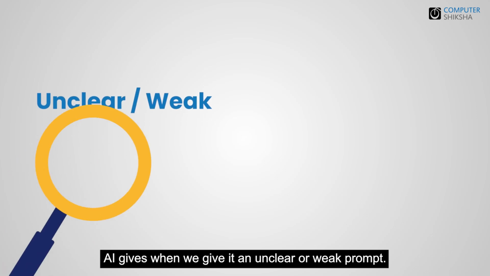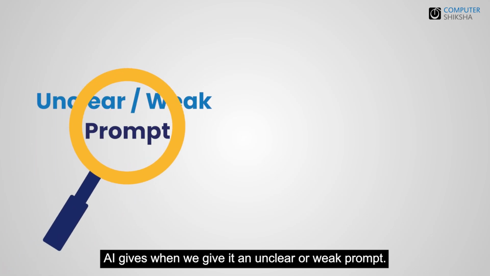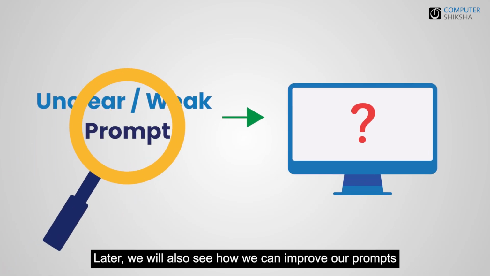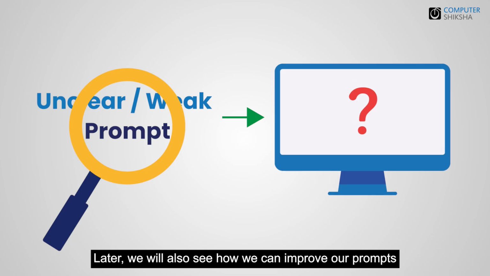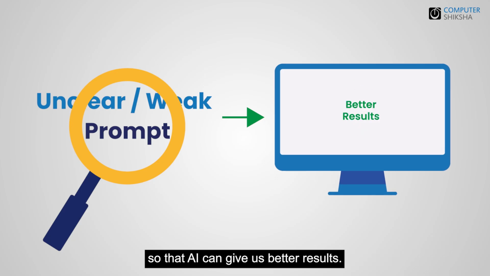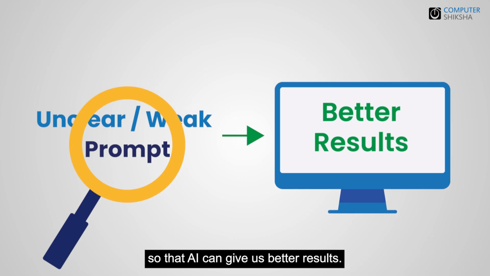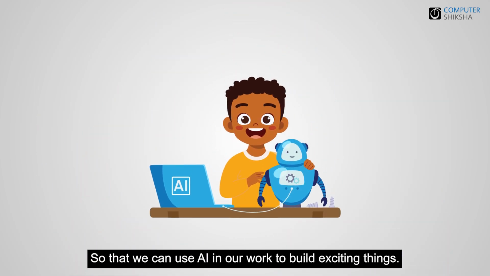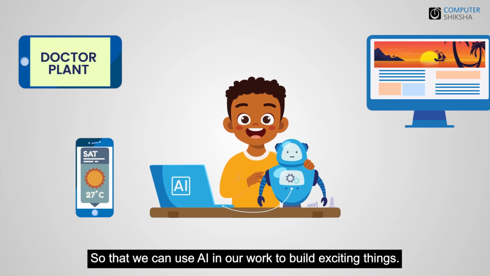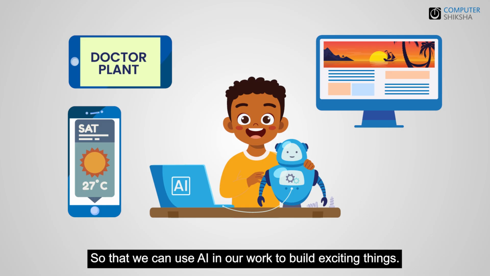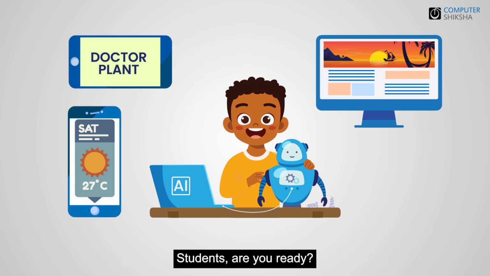In the next section, we will see what kind of outputs AI gives when we give it an unclear or weak prompt. Later, we will also see how we can improve our prompts so that AI can give us better results, so that we can use AI in our work to build exciting things. Students, are you ready?